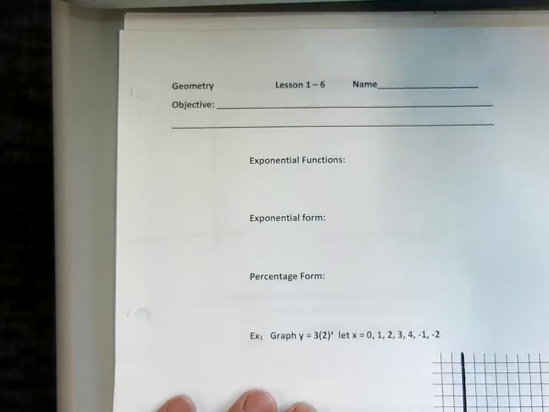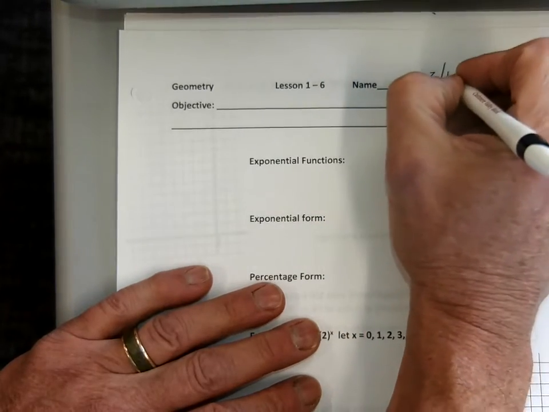Okay, so today's lesson, wow, it's 2:16, huh?